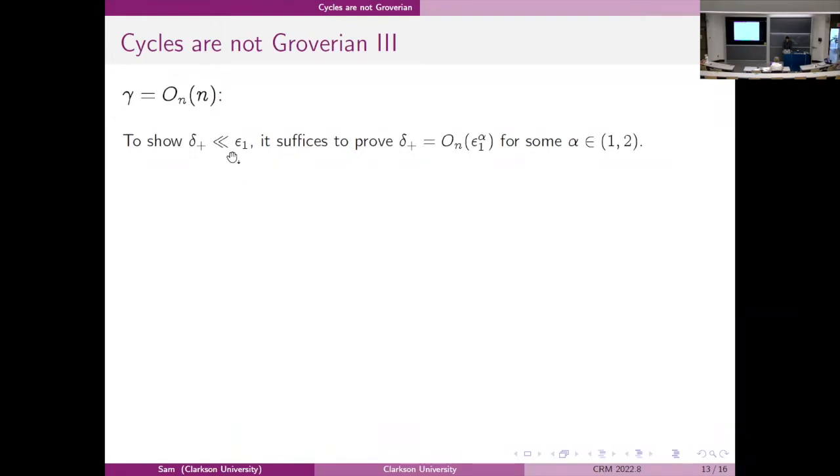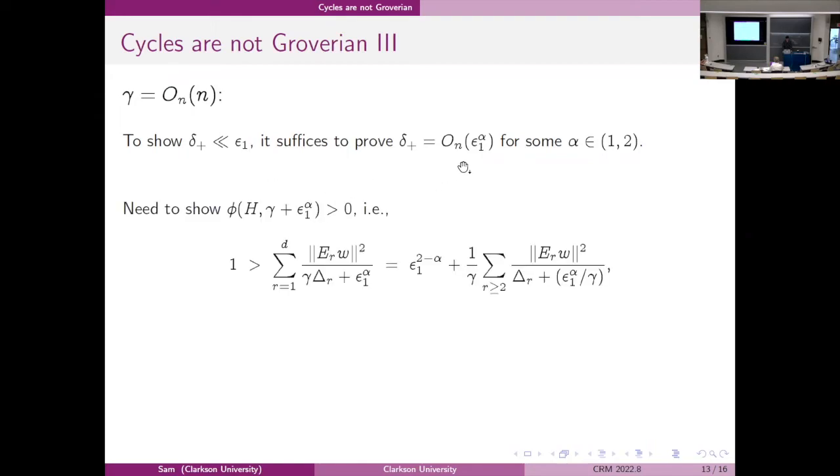Okay, so to prove this, it suffices to show delta plus is of order epsilon 1 to the power of alpha, for some alpha in between 1 and 2. It would be harder to prove with alpha equal to 1, so I just make it bigger. So alpha is in between 1 and 2. And if delta plus is smaller than epsilon 1 to the alpha, then of course it would be smaller than epsilon 1 to the power 1. Okay, so this is the condition here.